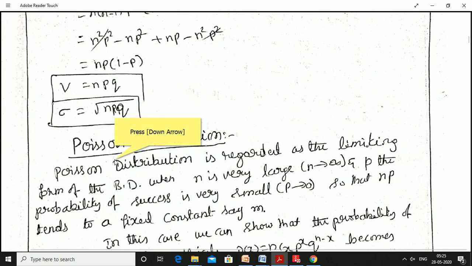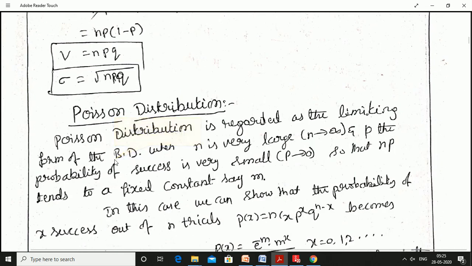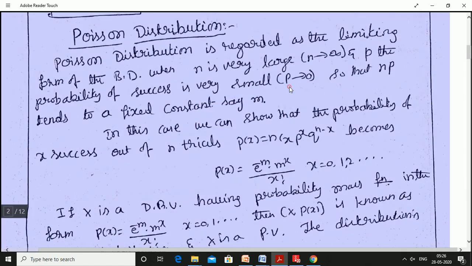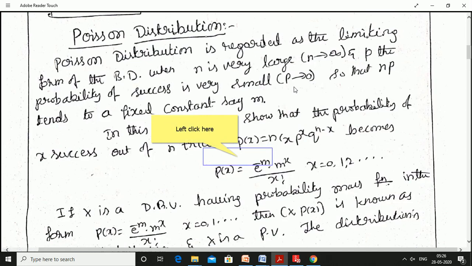Next is the Poisson distribution. The Poisson distribution is regarded as the limiting form of the binomial distribution. n is the number of trials. Suppose the number of trials is very large, meaning n is approaching infinity, and P, the probability of success, is very small, that is P tends to 0. Then the product n into P, where n is the number of trials and P is the probability of success, tends to a fixed constant. We call that constant m.